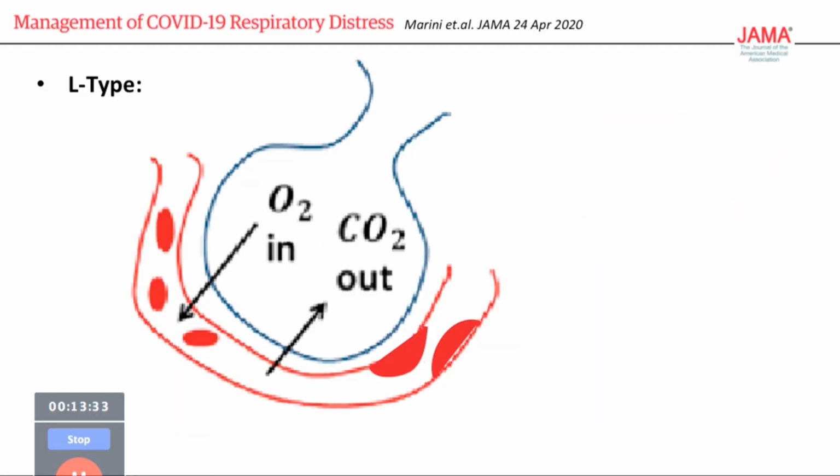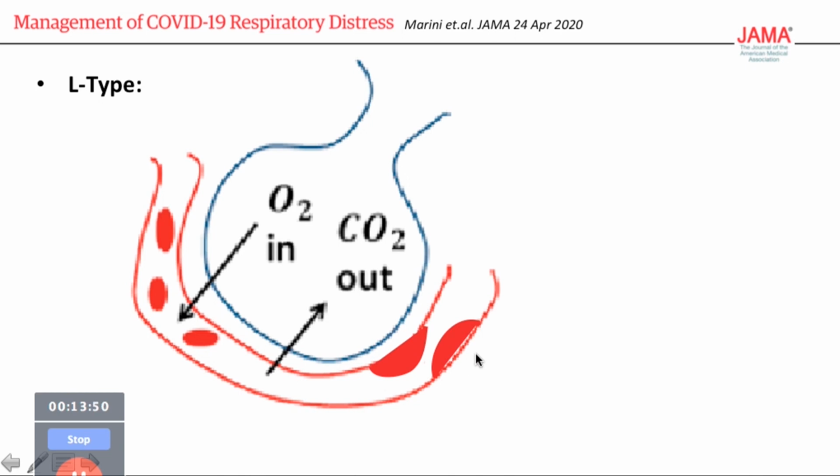And there was another paper which subsequently came from Marini, where they showed the L type, where there is ventilation perfusion mismatch and absence of pulmonary hypoxic vasoconstriction, where compliance is normal. These are the patients who are at an increased risk of thrombi formation in the pulmonary vasculature.